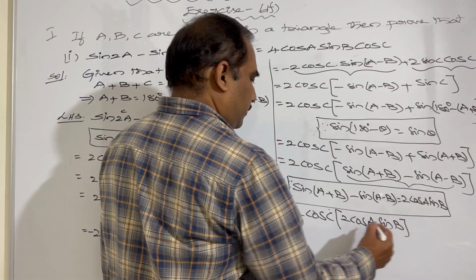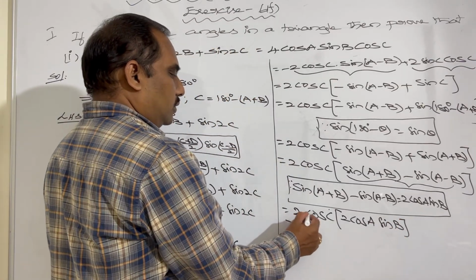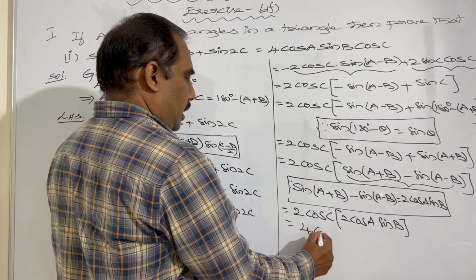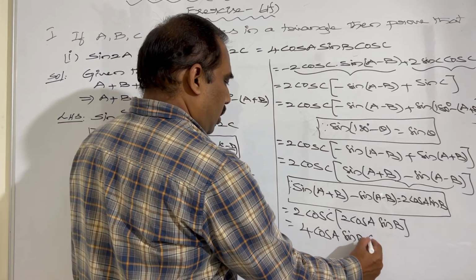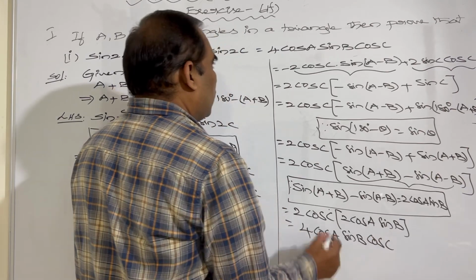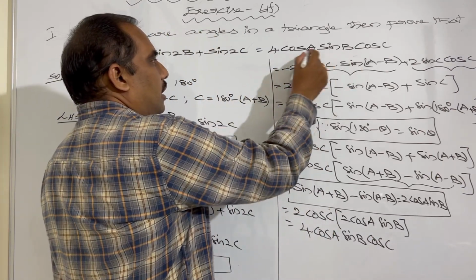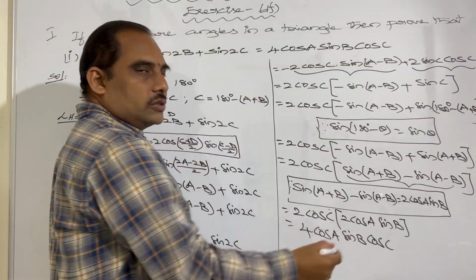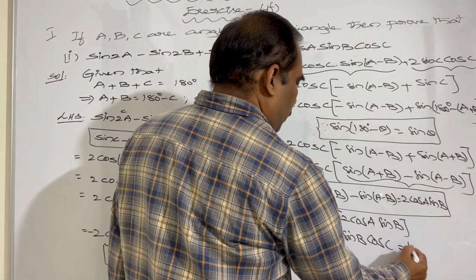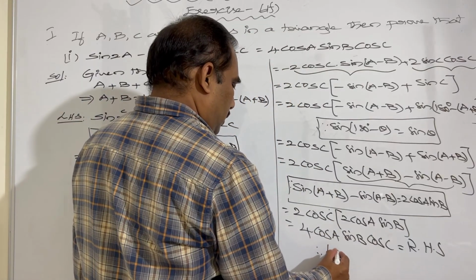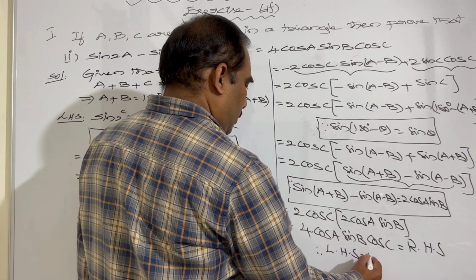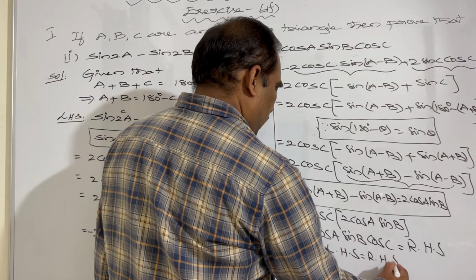Now finally what we get is 4 cos A sin B cos C. So on the right hand side we have 4 cos A sin B cos C. Like this we can prove that it is equal to the RHS. Therefore LHS is equal to RHS. Hence proved.